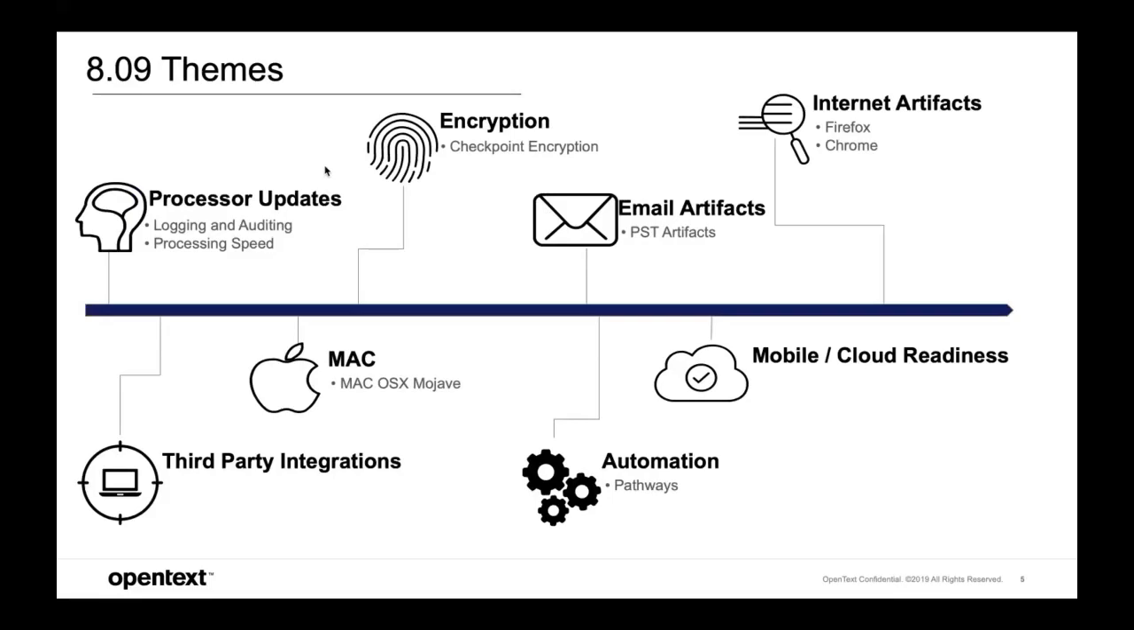The latest version of EnCase, which is coming out first week of June, version 8.09, is no exception. This version includes themes such as improvement in processing speeds, logging and auditing capabilities, encryption updates, artifact updates such as Firefox, PST, Windows and Mac OS X related artifacts, iOS 12 support for mobile devices, automation, and 50-plus bug updates. We will be having another webinar to talk at length about this upcoming release, so please keep an eye out for that release and the webinar.